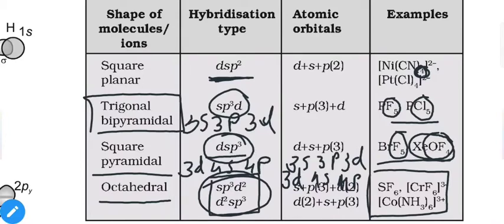And last, octahedral. Here we have a total of 6 orbitals: 1s, 3p and 2d, and in the second case 2d, 1s and 3p. So again both of them contain 6 orbitals. So the central atom will combine with 6 other atoms. As we can see, in all of these cases we have 6 other atoms or 6 bond formations.